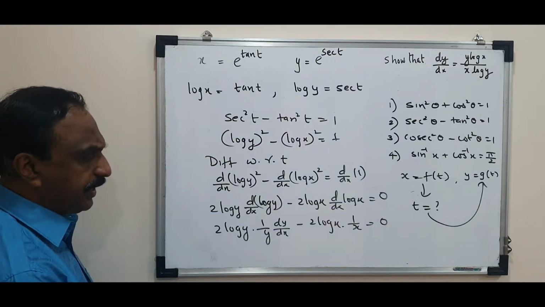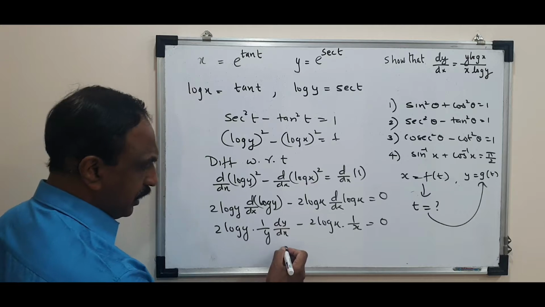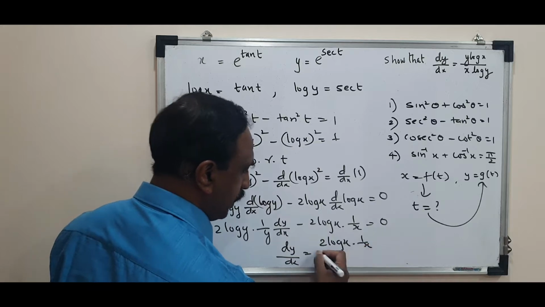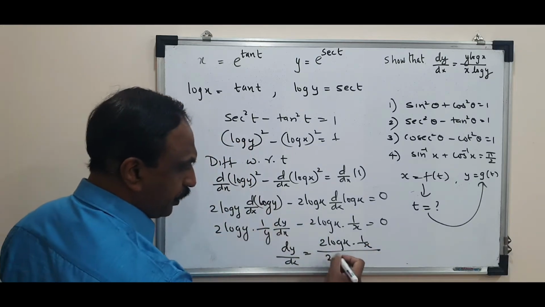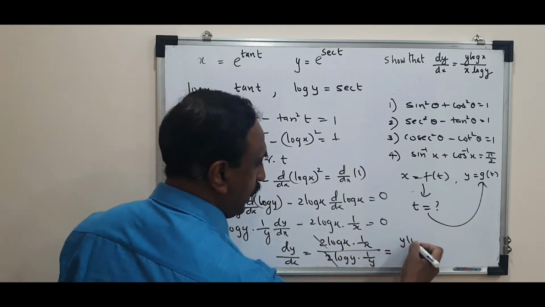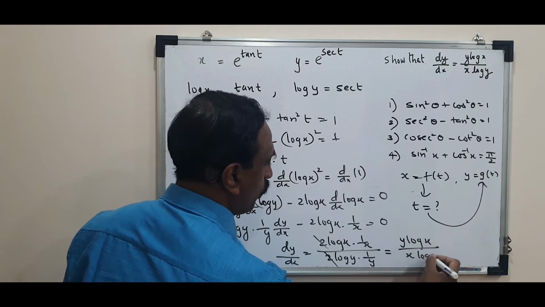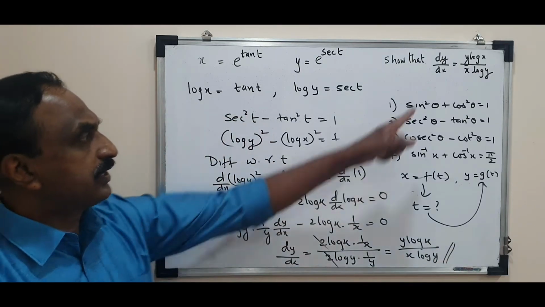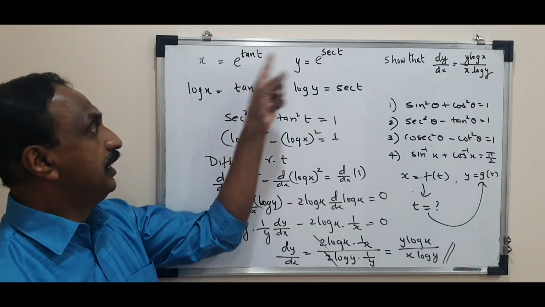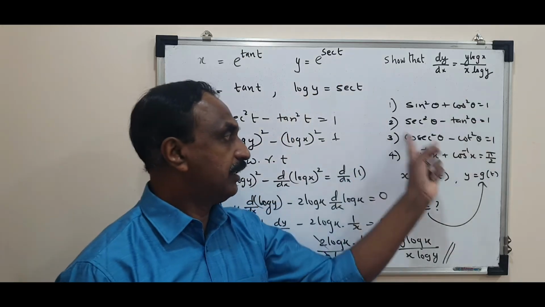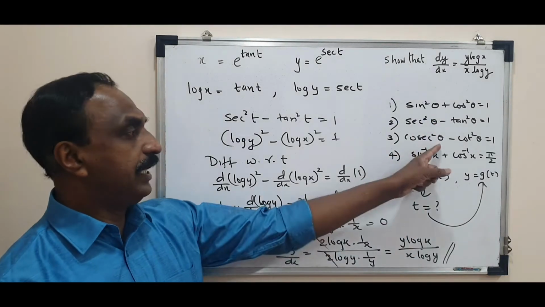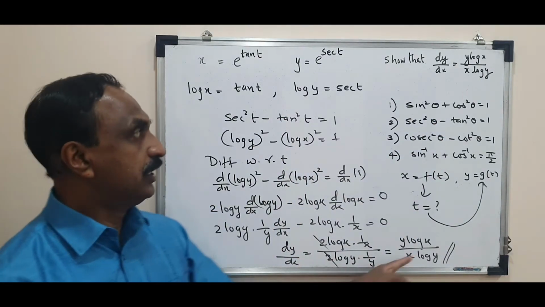From this, I need to find dy by dx as the subject. So I can write dy by dx is equal to 2 log x into 1 by x divided by the coefficient of dy by dx, 2 log y into 1 by y. 2 will get cancelled. So y log x upon x log y becomes my final answer. So you can see y log x upon x log y is dy by dx. So the most important thing to remember is whenever trigonometric ratios are there, these are the formulae that you can use for eliminating t, eliminating the parameter. After eliminating the parameter, differentiate with respect to x, and you will come to the answer.